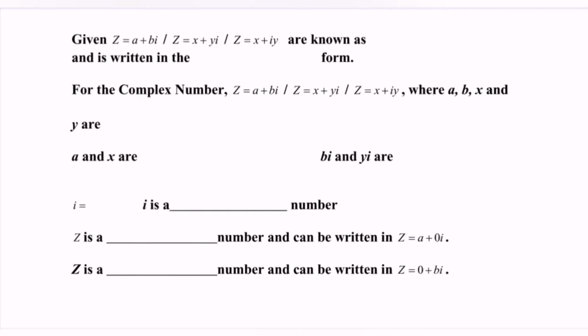In this video, I'm going to discuss the example for complex number. Given z equals a plus bi, or z equals x plus yi, or z equals x plus iy. Those are the situations for complex number, and it is written in the form of Cartesian form.